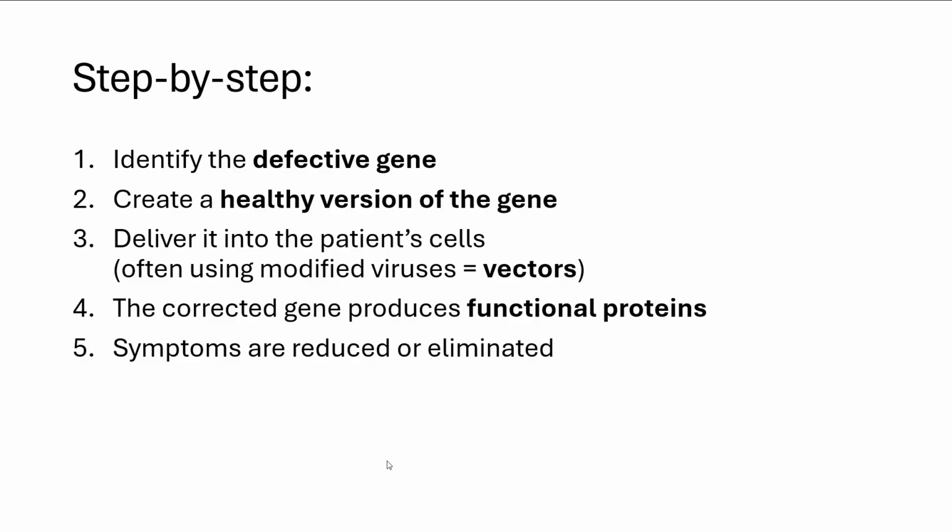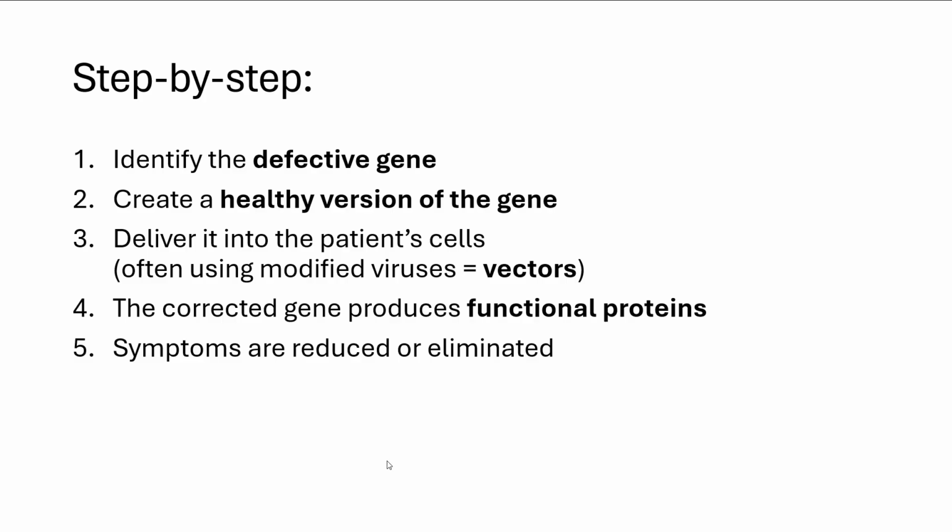So in administering gene therapy, or the procedural process of gene therapy, we have here the step by step. First, we identify the defective gene, to locate what is responsible. For example, Down syndrome, chromosome number 21 is responsible for that disorder. So now we identify it.